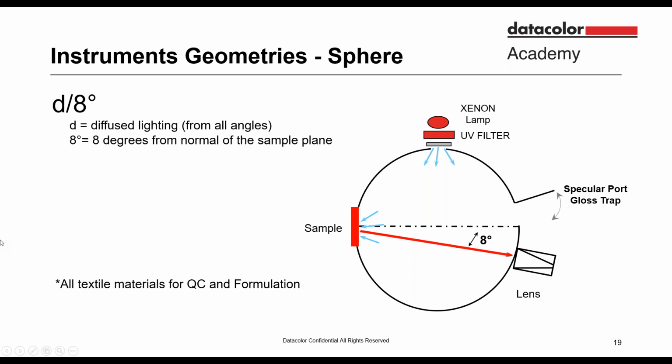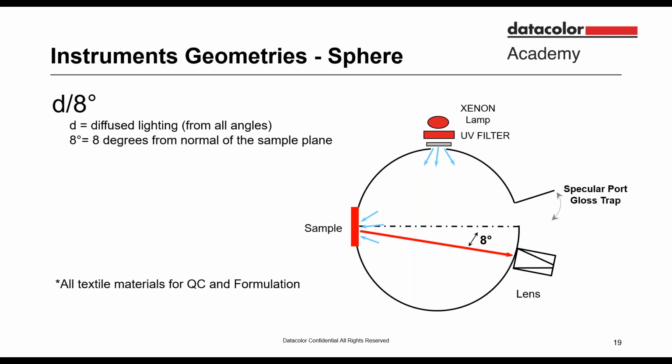This geometry, diffuse 8 degrees, also offers a specular port or a gloss trap that can be included or excluded depending on the type of samples. When the port is closed, we are including the gloss or the specular component in the measurement. When the port is open, we are excluding the specular component or gloss from the measurement.